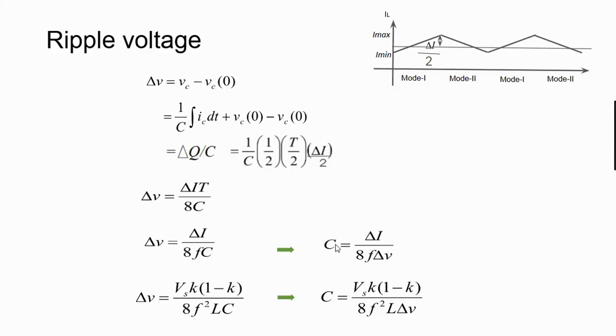From this, we can write the C value as del I by 8 f del V, and substituting for the del I expression, we get the del V expression like this, and from which we can also get the capacitor expression like this. So either this equation or this equation can be used to find the ripple voltage, and similarly C can be found either by using this equation or by using this equation. So we have the design equations for L and C.